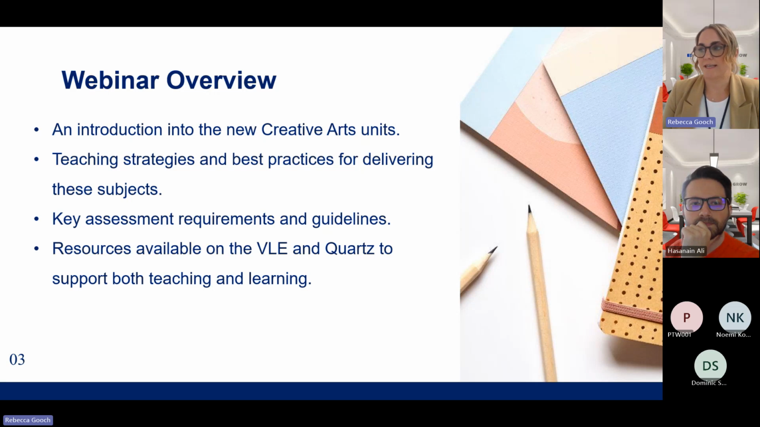So what we're going to discuss today is an introduction to what they are, teaching strategies and best practices for delivering these units, in particular some key pointers, key focus, and we can answer any questions in terms of that at the end. Key assessment requirements and any guidelines that we offer in terms of the global assignments for each unit. And just a reminder of the resources available on the VLE and Quartz to support both teaching and learning when these units start being delivered at your centre.